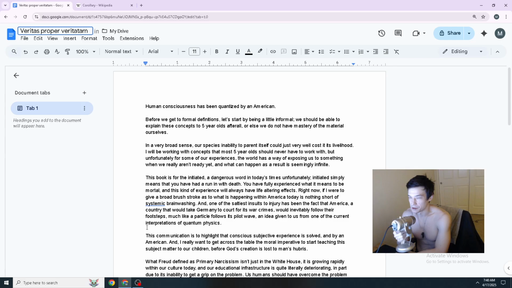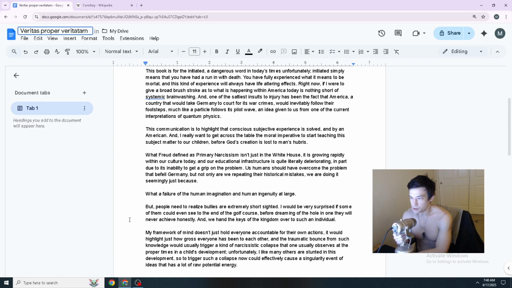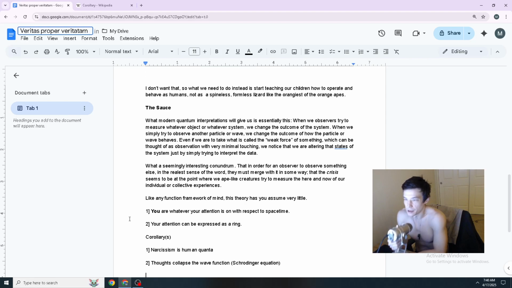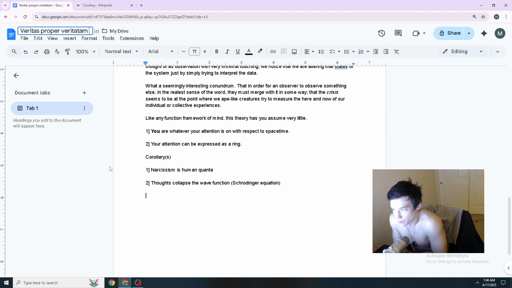But as far as I'm concerned, conscious subjective experience is modeled, and it has been modeled for a few months now. The primary definitions, I only have two, I guess, or two assumptions that are being made. You are whatever your attention is on with respect to time. Your attention can be expressed as a ring. Some corollaries can be based on these two assumptions. They're really not assumptions in my mind, but I'm getting ready to subject this to peer review, so we'll see.